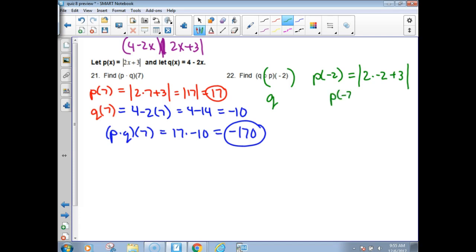So the P of -2 would be, that's -4 plus 3, which is -1. The absolute value of -1 is 1. Okay, now you put 1 into the Q function and do the Q of 1. The Q of 1 would be 4 minus 2 times 1, and that's 2. So your final answer is 2.